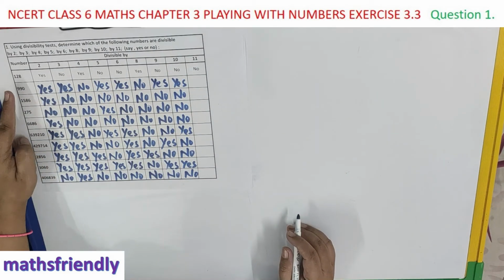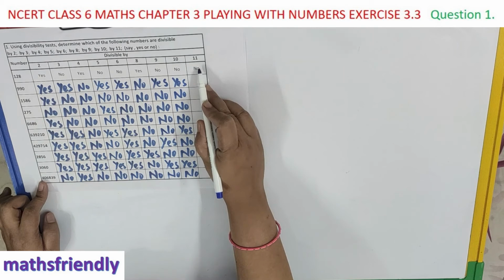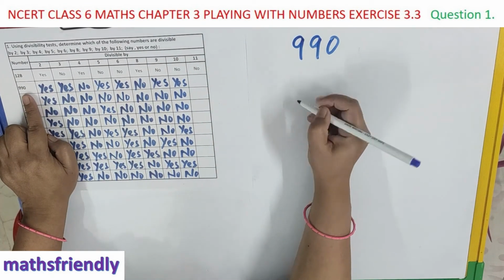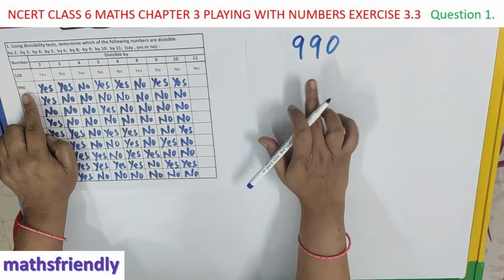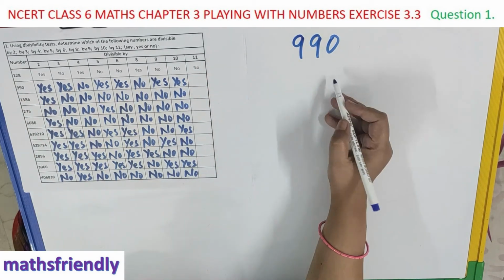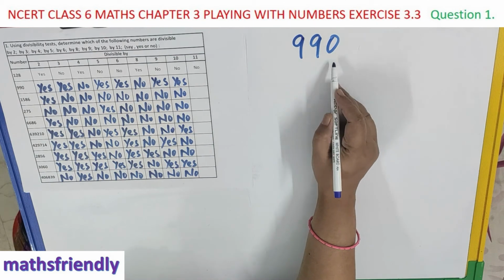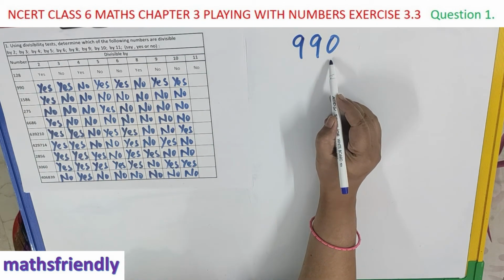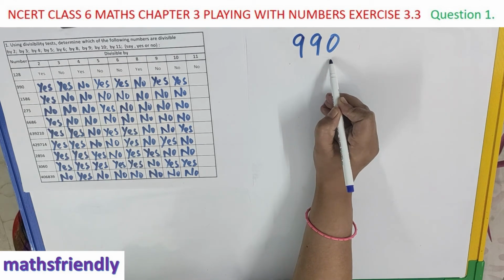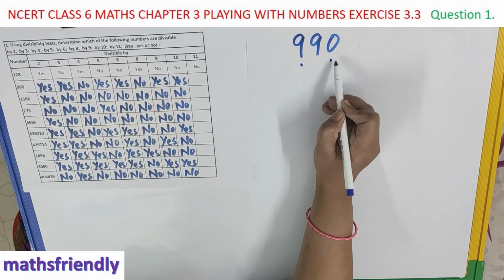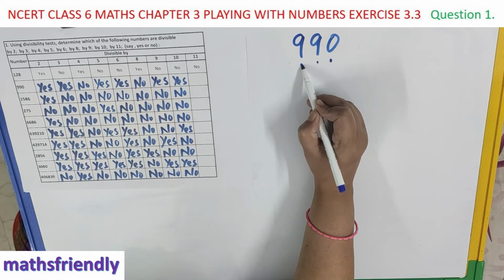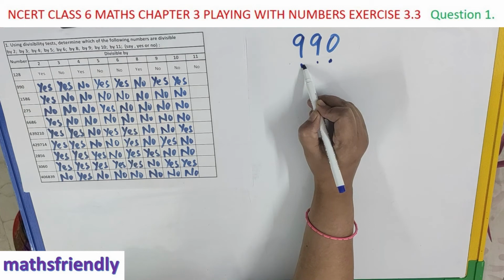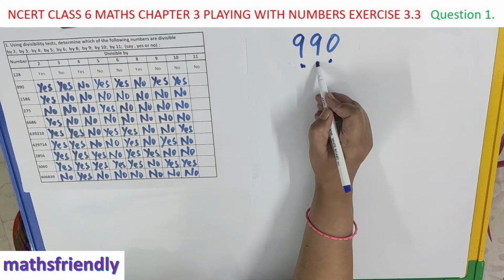Now we have to check the divisibility of these numbers by 11. Okay, so which one is the first number? 990. We are going to check its divisibility by 11. So for that, what is the rule? The rule is that we have to add the digits at odd places. See, this is first, second, third digit, right? So these two are the odd places and this is the even place.